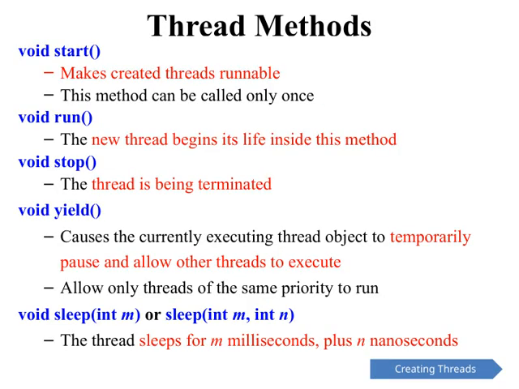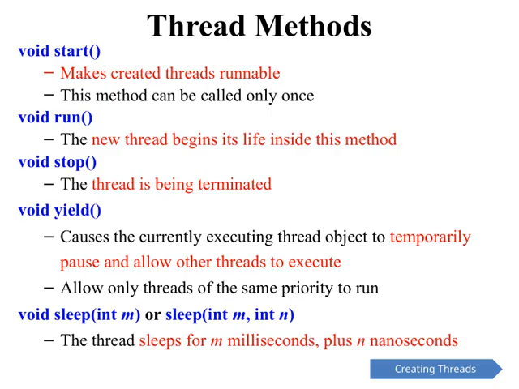Let's take a closer look at some of the key methods used to control thread behavior. First up is the start method. This method is crucial because it makes the thread runnable, meaning it's ready to run. But it's important to remember you can only call start once on a thread. Calling it multiple times will cause an error.